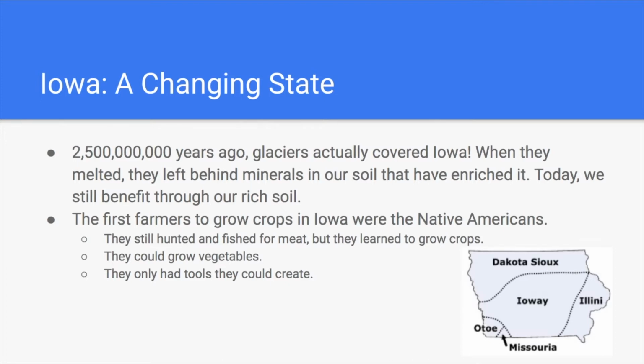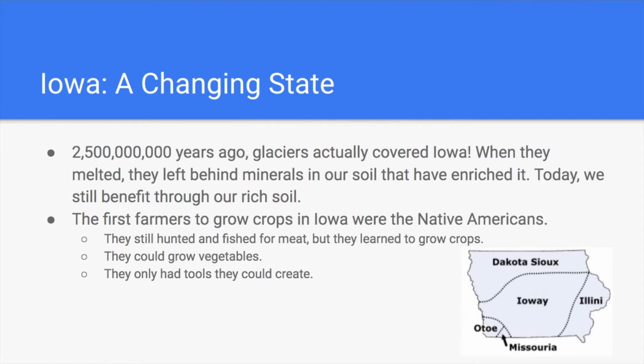Okay, we're going to start at the beginning of Iowa's timeline here. So if we go back before this was Iowa, 2,500,000,000 years ago, glaciers were covering Iowa. Many of you learned this in second grade. So glaciers, like you've seen in the movie Ice Age, covered Iowa. People did not live here yet. And when they melted, they left behind minerals in the soil.